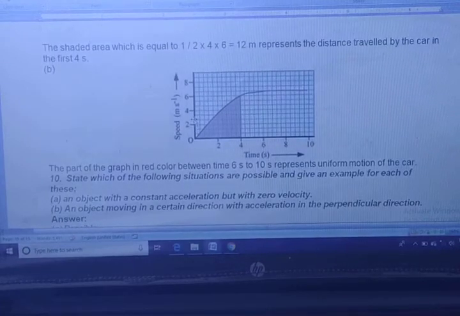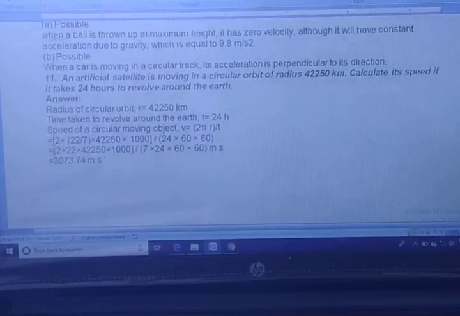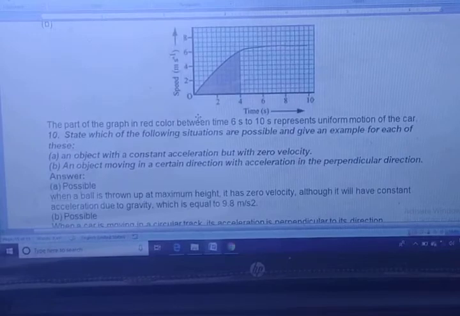Here you can see about the graph one here already. Each and every question I have explained on the basis of these questions. I hope all of you will be understanding.